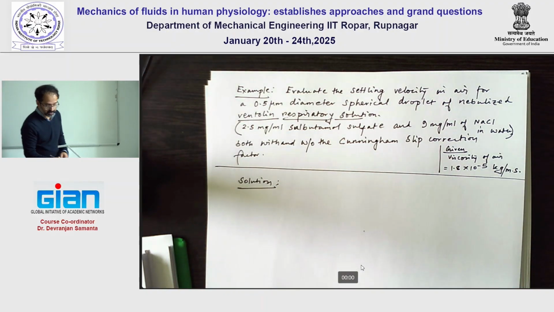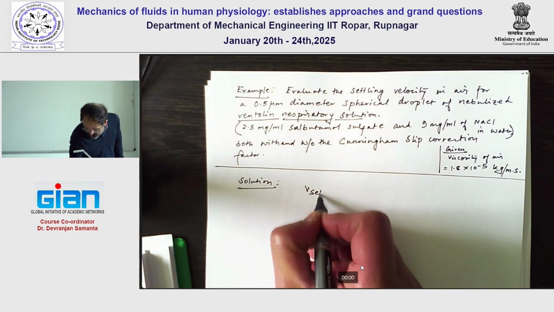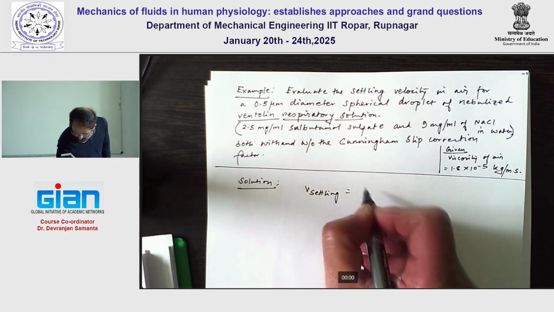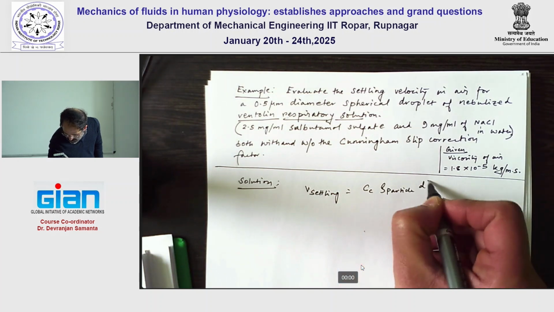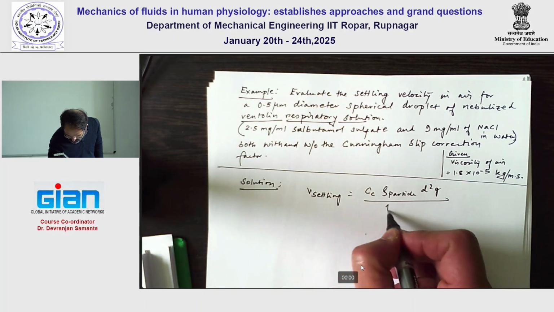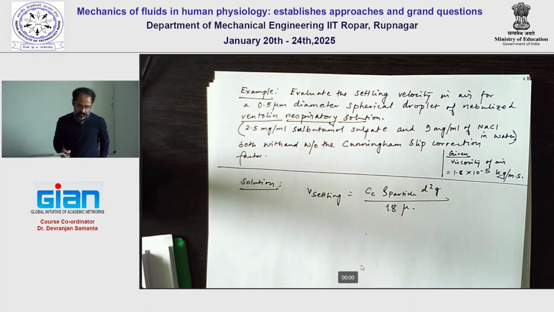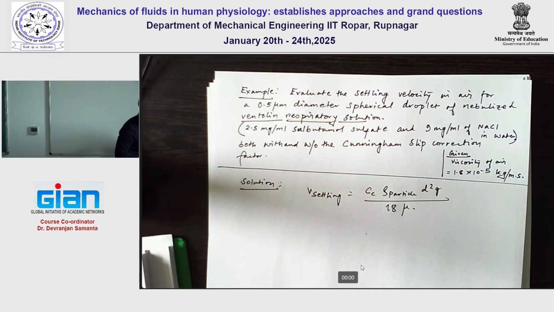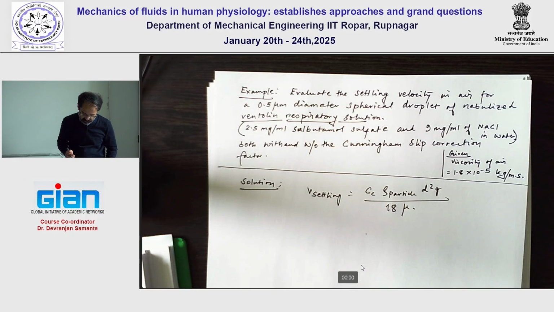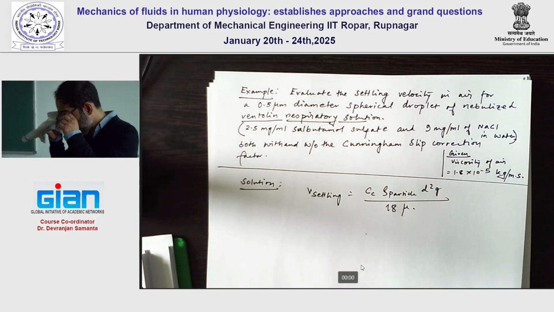So V settle is Cc rho particle d squared G over 18 mu. Now what we have not been told is... maybe we are given all the information. So we can assume that this is, okay, do we know all the information here to apply this formulation?